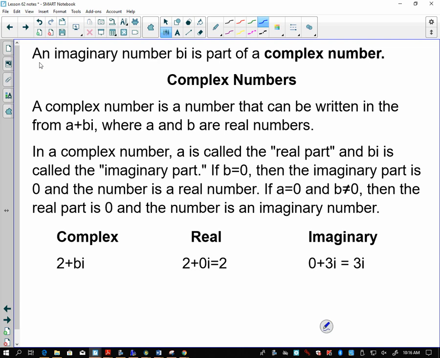So if all I have is a real number, it's called real. If all I have is imaginary, it's called imaginary. If I have both a real part and an imaginary part, we refer to it as complex. Okay?